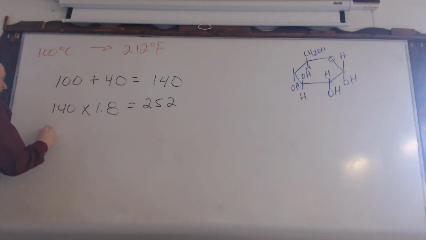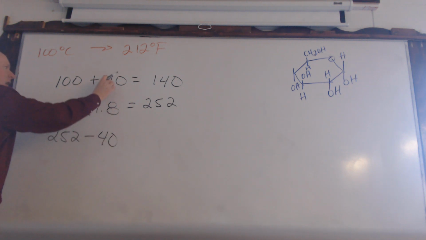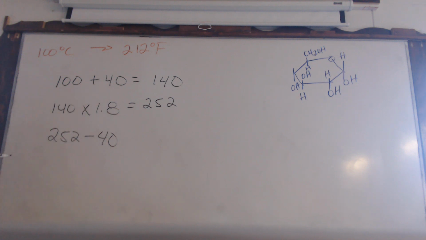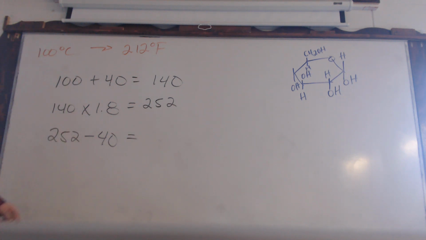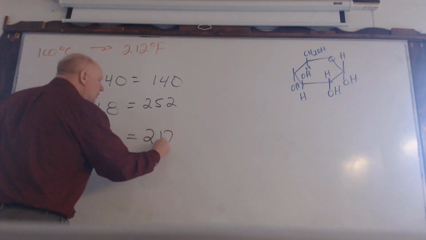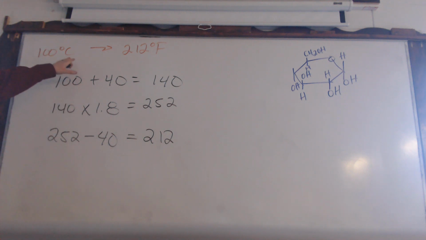Then we take that number, 252, and we're going to subtract 40. You can't just skip this step thinking, okay, we're just going to multiply this number by 1.8 and that's all we're going to do, because you added 40 on the first step and subtracted 40 on the last step. It doesn't work that way. You have to do all three of these. So now, when you subtract 40 from that, what do we get? What a coinkydink, right? And that's exactly what we would have predicted.